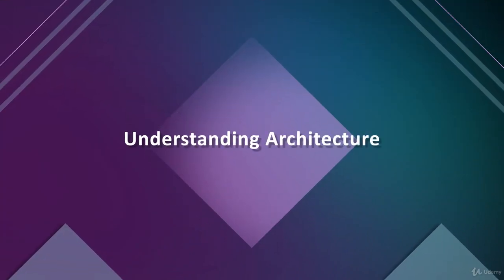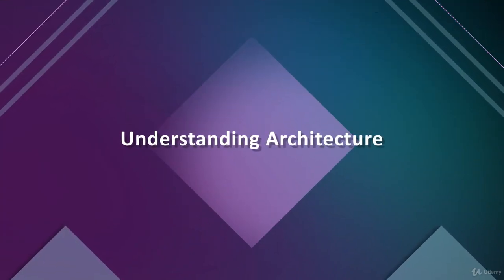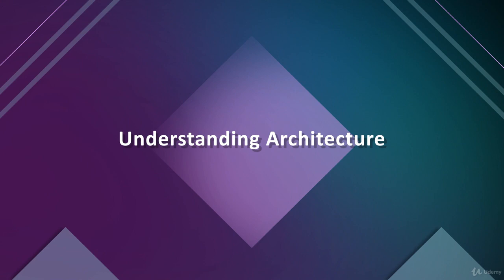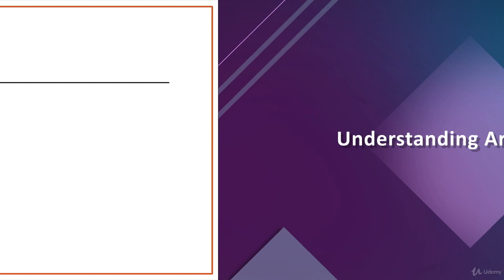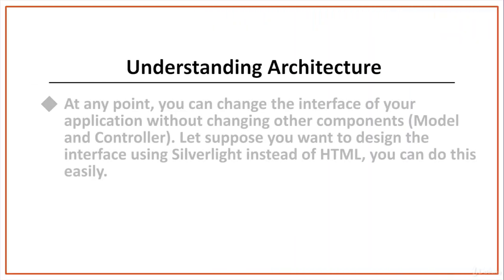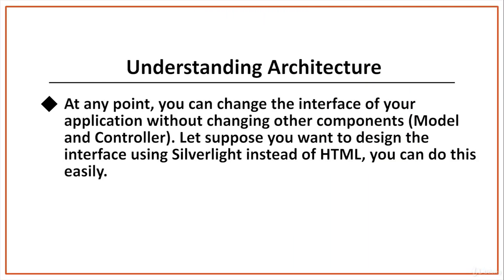Understanding architecture. Everything in MVC application is loosely coupled, which means the change in one part will not affect other parts. First of all, views, user interface, is kept separated from the business logic and database of the application. At any point, you can change the interface of your application without changing other components, model and controller.